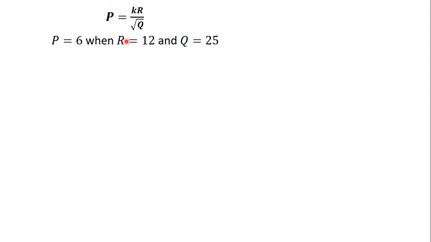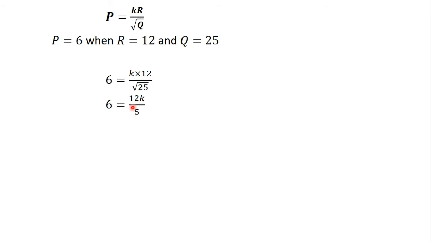Okay, so we have P is equal to KR divided by the square root of Q. The question told us that P is equal to 6 when R is equal to 12 and Q is equal to 25. That means we can replace P with 6, R with 12, and Q with 25 in order to find the value of K. If you do that, you have 6 is equal to K times 12 divided by the square root of 25, and this will give us 6 is equal to 12K divided by 5, since the square root of 25 is 5.